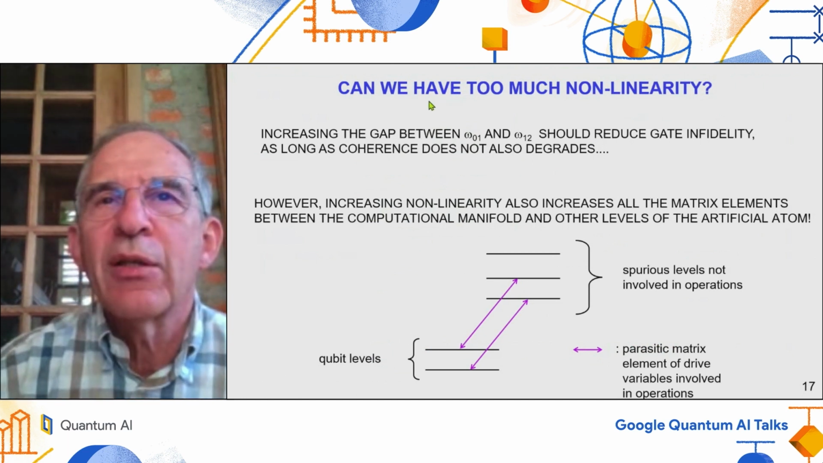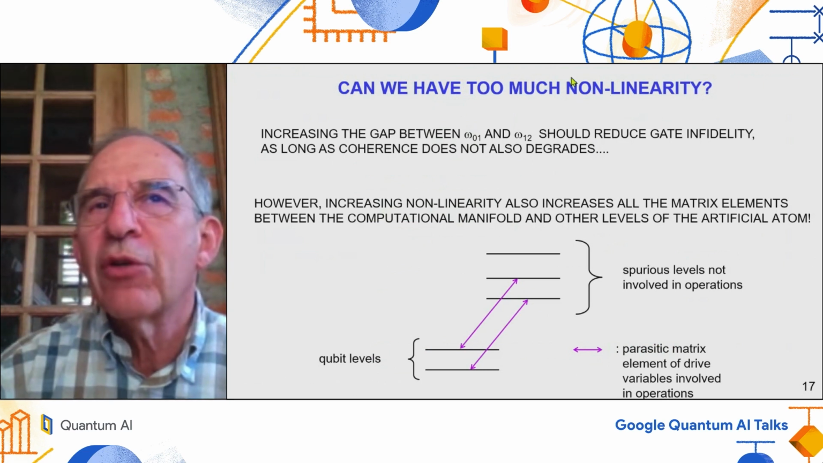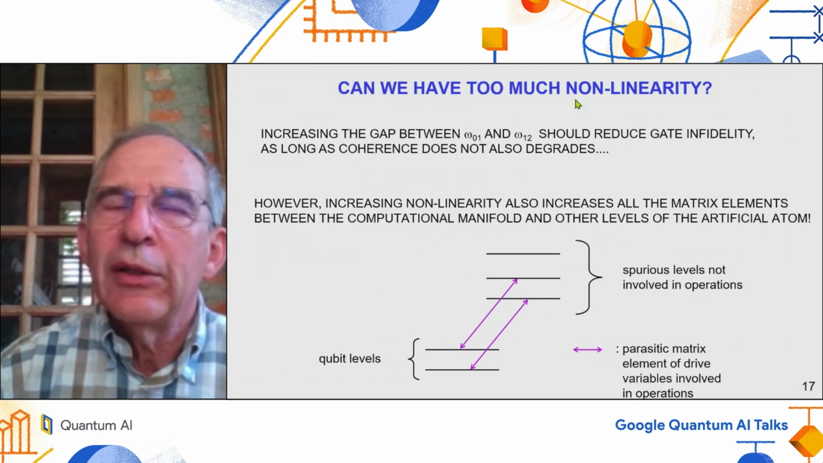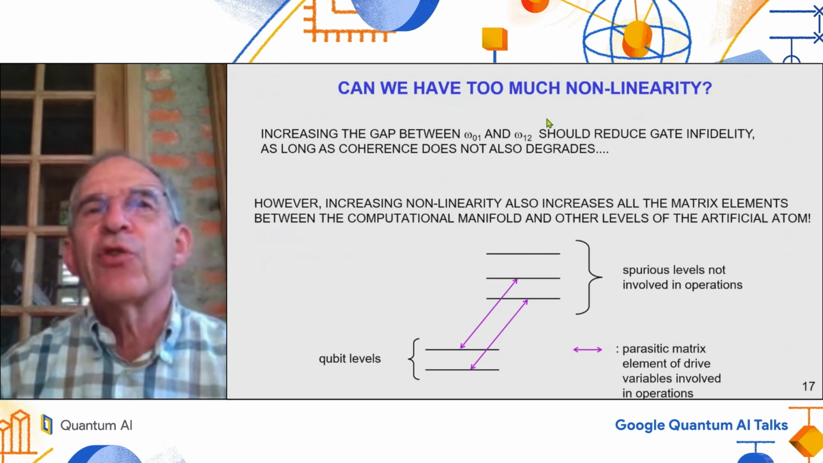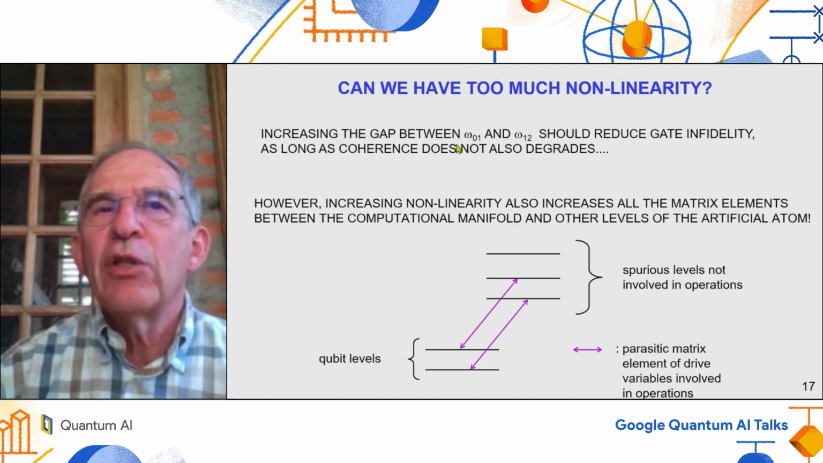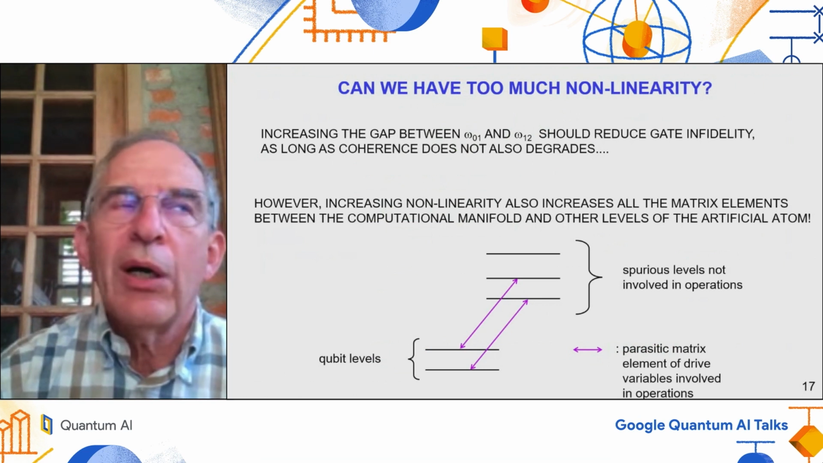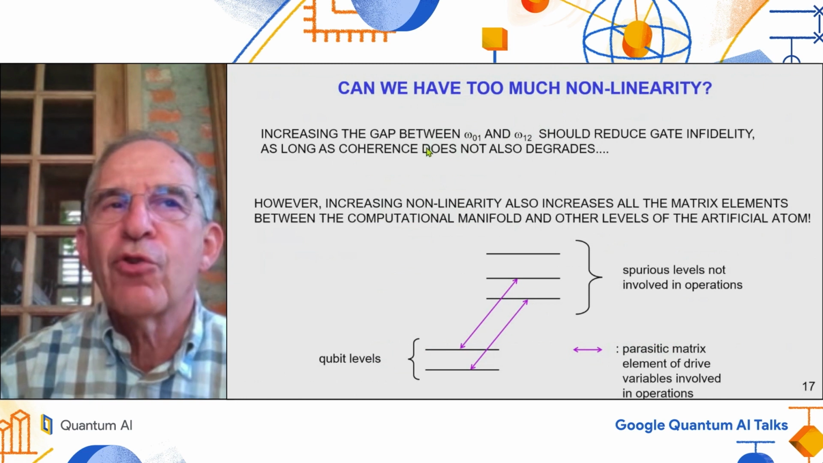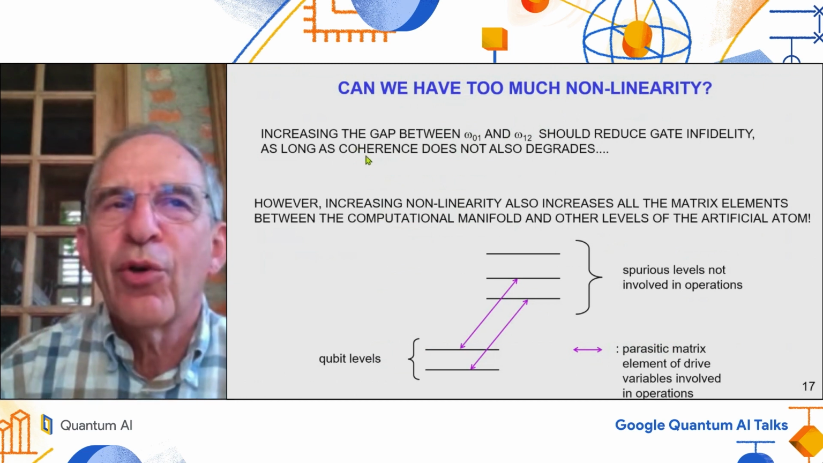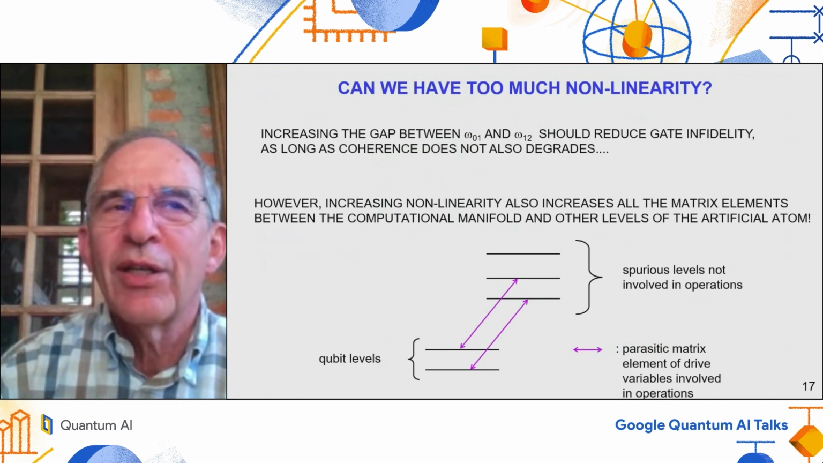And there is one question that I wanted to address at the end of this presentation. I have said that non-linearity was a resource in those artificial atoms, but actually it is a dangerous resource. Of course, if you increase this relative anharmonicity, you potentially have faster operations, as long as, of course, you do not diminish coherence by increasing the non-linearity.